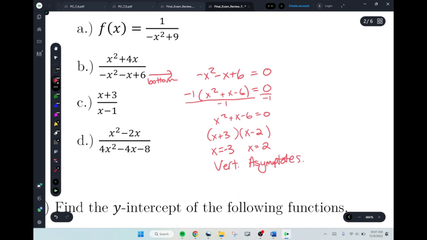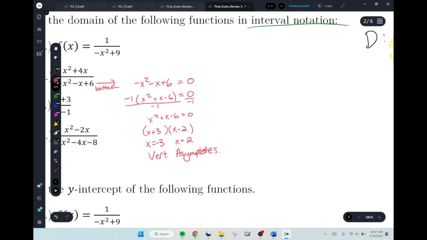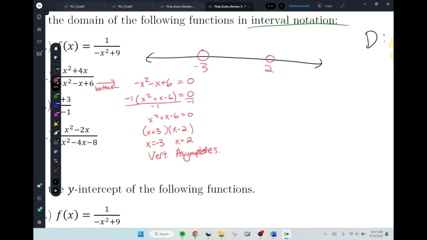But we were actually trying to find domain. How does this even help us? Why even bother with that? Well, this is cool because that's the only two bad points on the whole thing, right? I'm going to do a number line first just so we can kind of see it. There's two bad points, right? So there's a hole at negative 3, and there's a hole at 2. Every other point is possible.